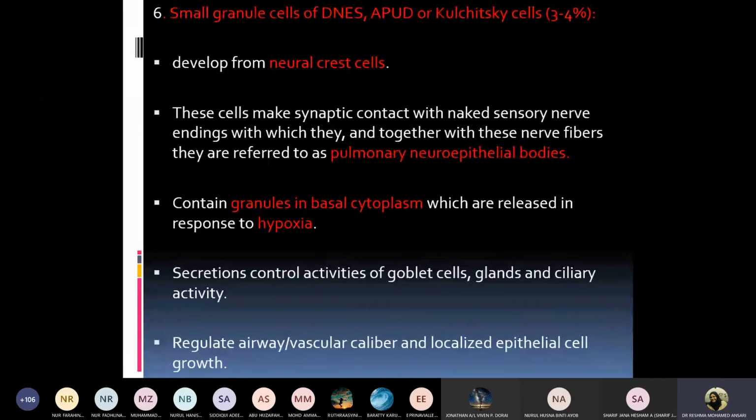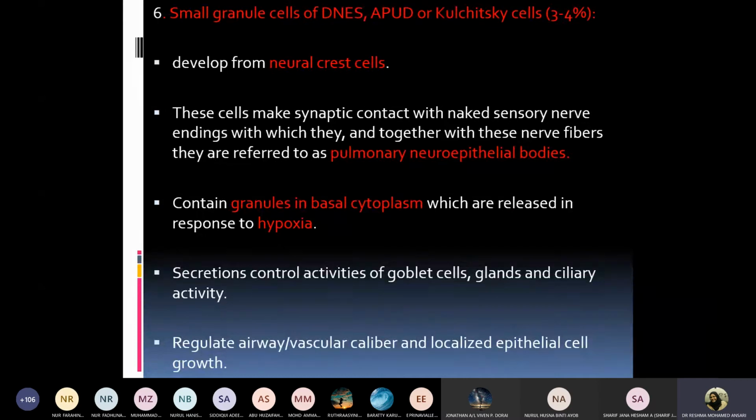So the next cell, which I said, the granule cells, belongs to the DNES or APUD or Kulchitsky cells, same. They're all the same names. This is otherwise called amine precursor uptake decarboxylase cells. These are developing from the neural crest cells. So why is it called neuroepithelium or pulmonary neuroepithelial bodies? Because these cells receive the sensation from the lumen, but they are connected to the sensory nerve endings below the basement membrane.